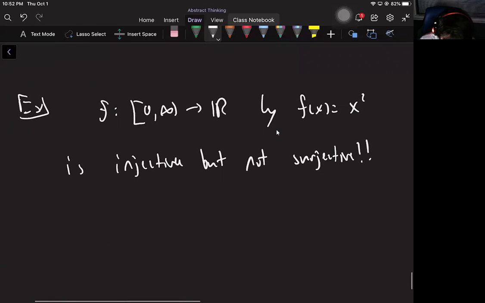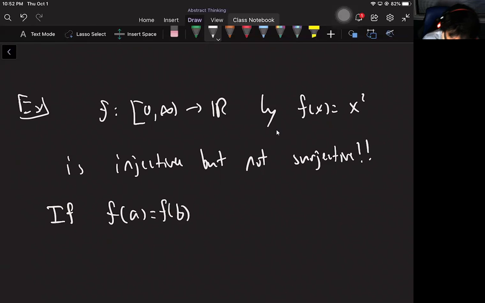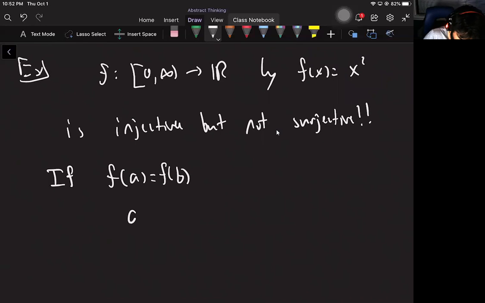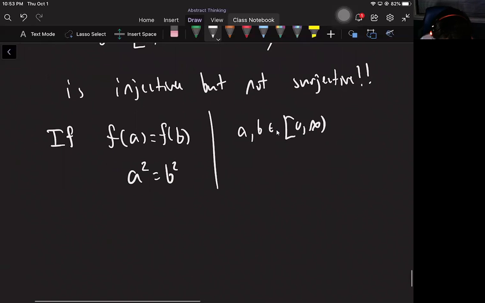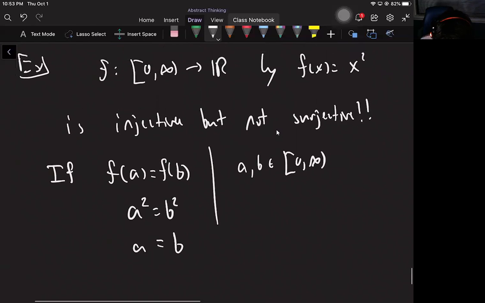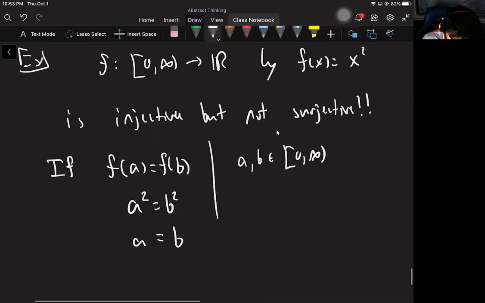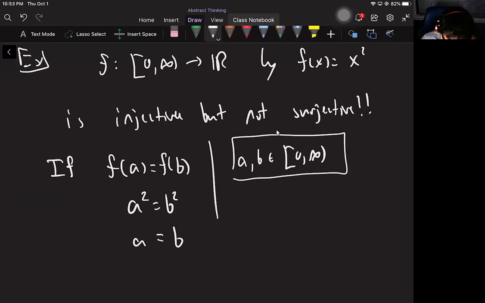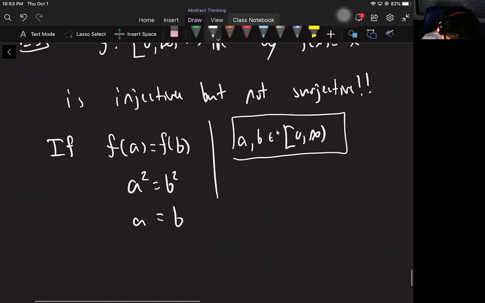Why is that? Well, now it's injective because I'm only plugging in positive numbers. So if f of a equals f of b at this point, that means a squared equals b squared. A and b, they're both positive or zero numbers. They're not negatives. So that means that when I square root both sides, I'm not having to worry about a plus or minus because those were not being plugged in the first place. So now a does equal b. So it's injective.